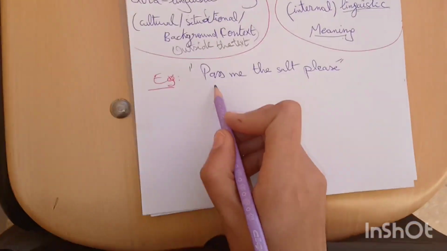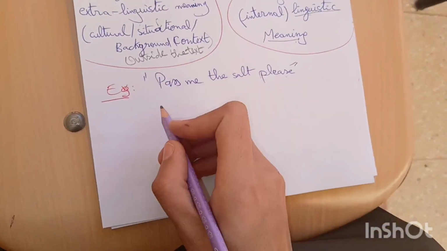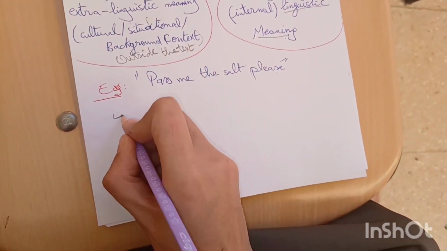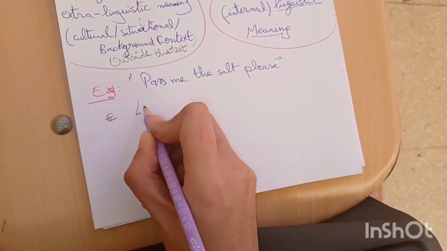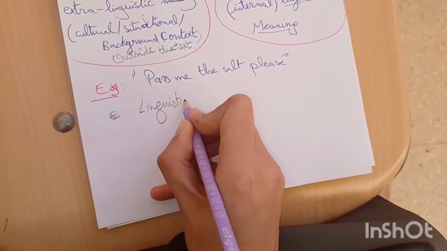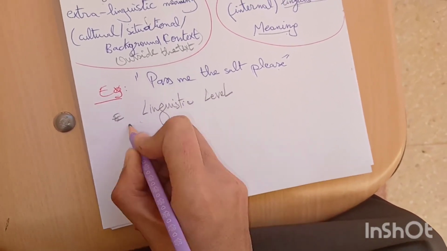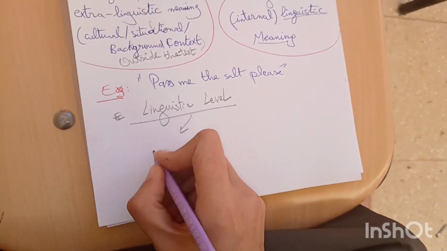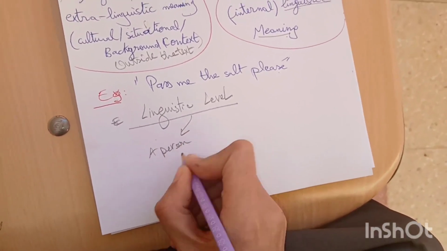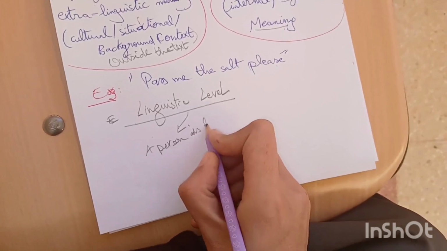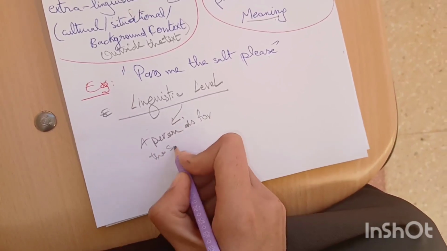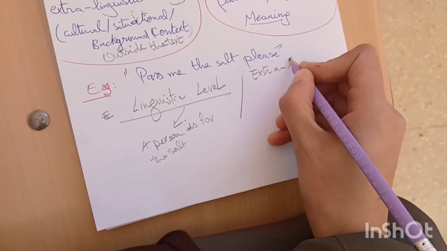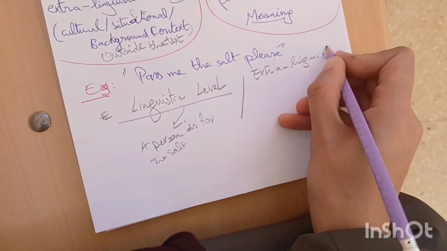As we said here, we have this example: "Pass me the salt, please." We can say direct and indirect also. It starts with the linguistic level. First of all, at the linguistic level, you will understand that a person is asking for the salt. And in the extra linguistic level, you can understand maybe two different meanings.